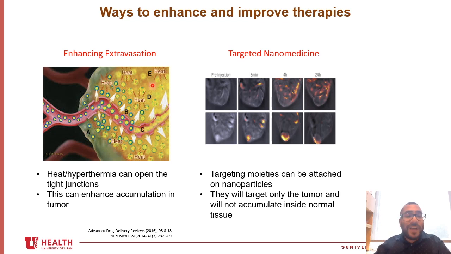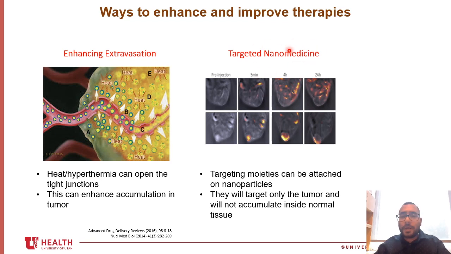And if only 5% of the nanoparticles were earlier accumulating by virtue of the EPR effect, now by enhancing with the help of hyperthermia, maybe 10% can accumulate, maybe 15. So we need to come up with these kinds of ways. These are not new techniques, these are old techniques that have been in research for a very long time now.